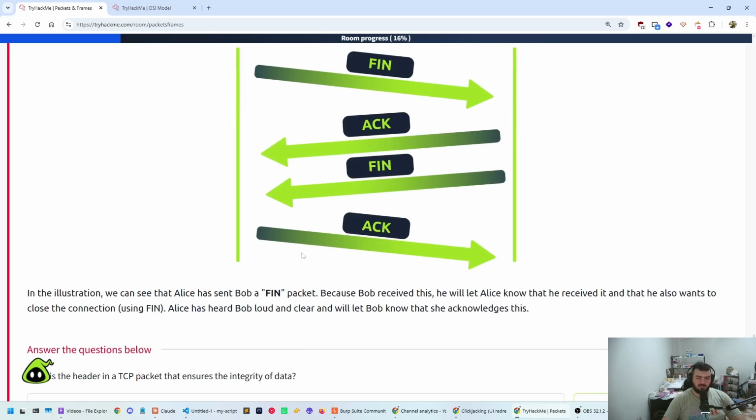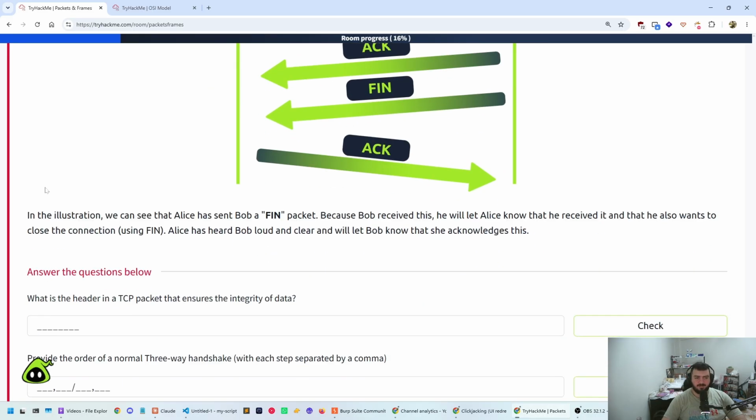And then, so everybody agrees that this is the end of it. In the illustration, we can see that Alice has sent Bob a FIN packet. Because Bob received this, he will let Alice know that he received it, and that he also wants to close the connection using FIN. Alice has heard Bob loud and clear and will let Bob know that she acknowledges this, and then that's it.